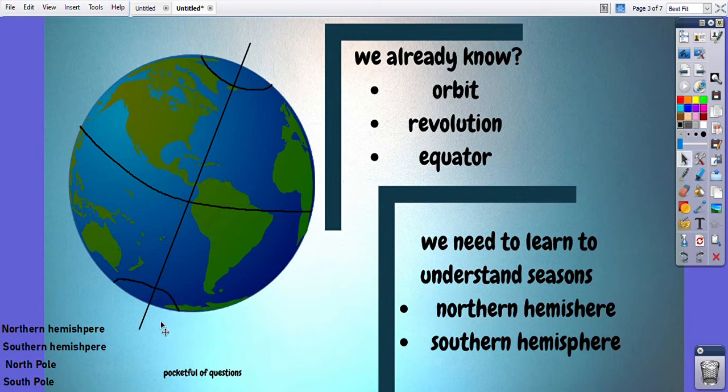So when we have the North Pole here, this is the northern side, and when we have the South Pole here, this is the southern side. Then this half of the sphere is called the Northern Hemisphere, and this half of the sphere is called the Southern Hemisphere.